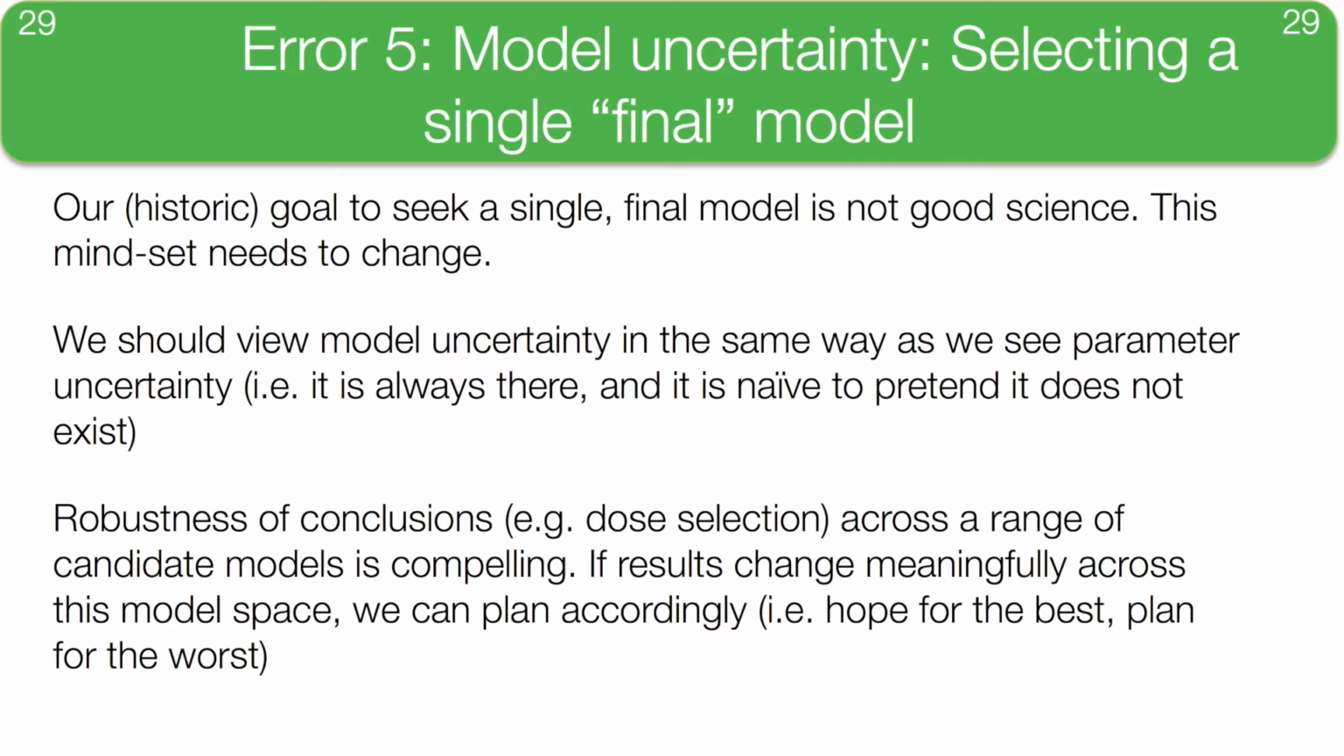I think we would look very strangely on an individual who presented a model and said there is no parameter uncertainty, but strangely we would accept perhaps an individual who only showed one model, even though they actually considered over 100 models. I think the robustness of conclusions, so for example dose selection across a range of candidate models, is actually very compelling. If we find out the results across those different models, across that model space, actually change the results, well, we can actually do something. We can plan accordingly. So we can hope for the best, but actually we can plan for the worst. So if there are models that suggest a bad outcome may be possible, we can perhaps change the way we design the subsequent studies.